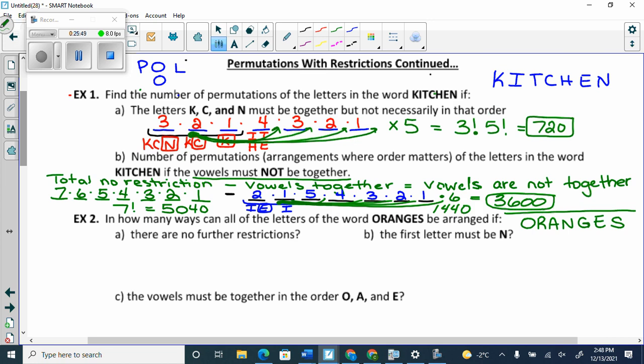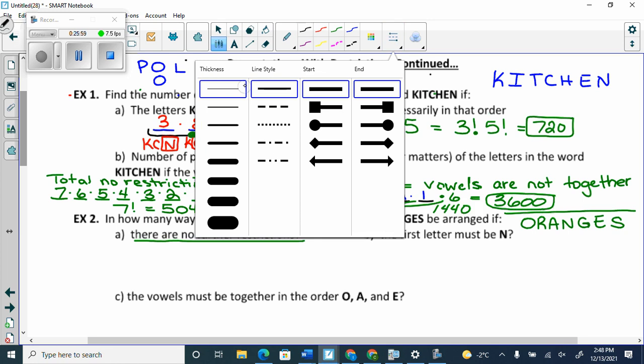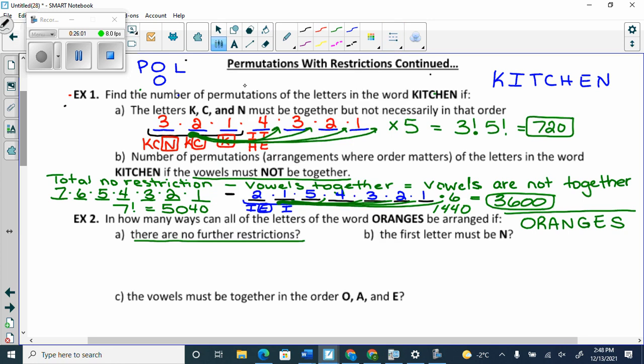Now here it says oranges, if there's no further restrictions. No restrictions on the word oranges. How many times can I rearrange it? How many letters are in oranges? 7 factorial. Because it would just be 7 times 6 times 5 times 4 times 3 times 2 times 1. 5,040.